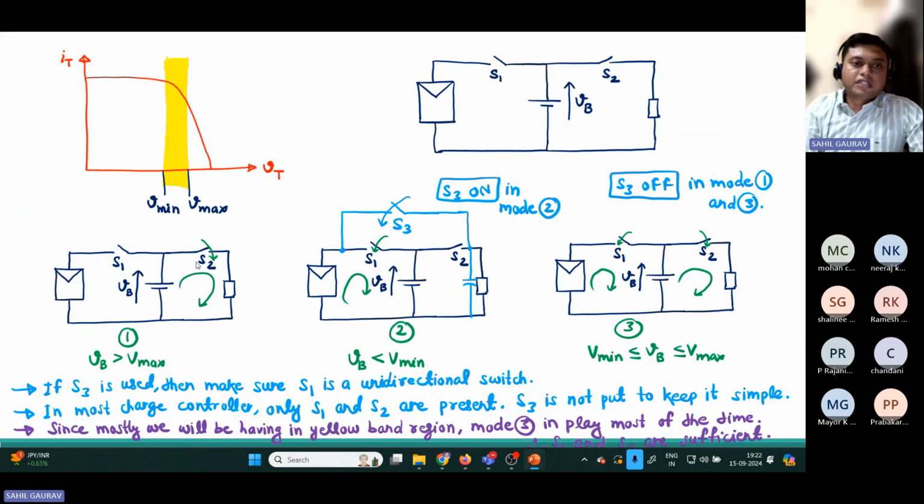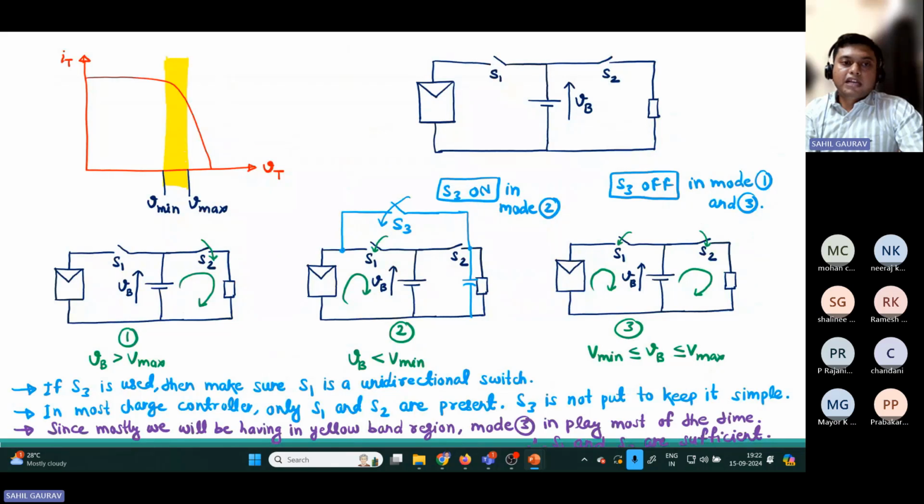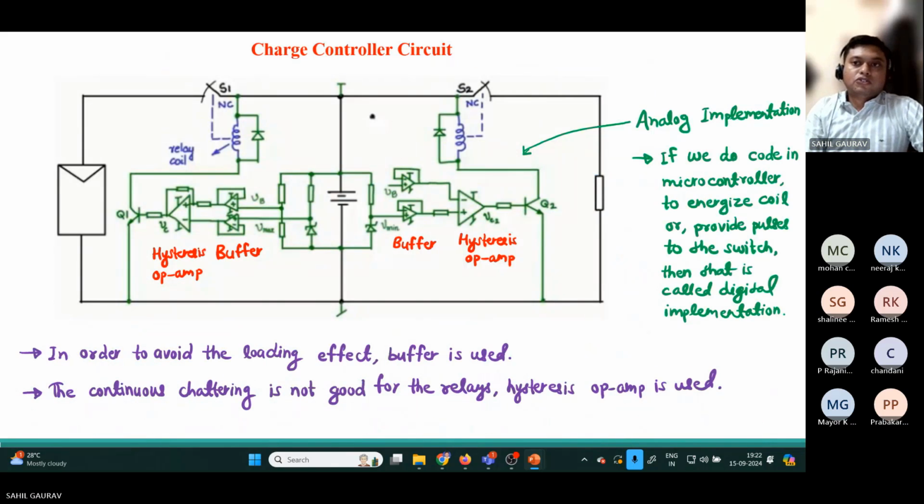So this is the logic for the charge controller, if you have a solar PV panel, battery, and the load. Now how will we apply this logic? To apply this logic, you can use either the analog implementation or the digital implementation. In the course, the professor has discussed the analog implementation.